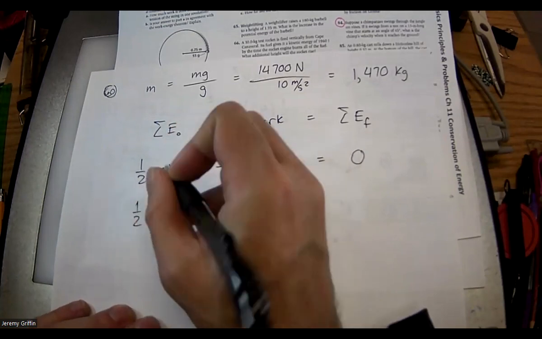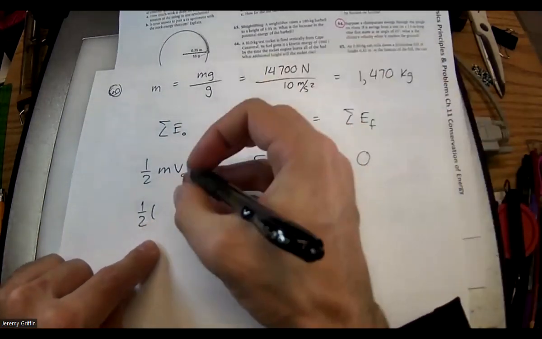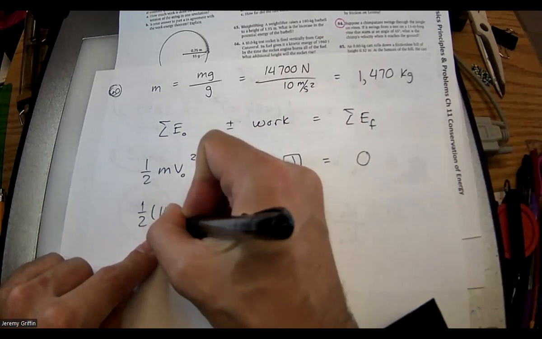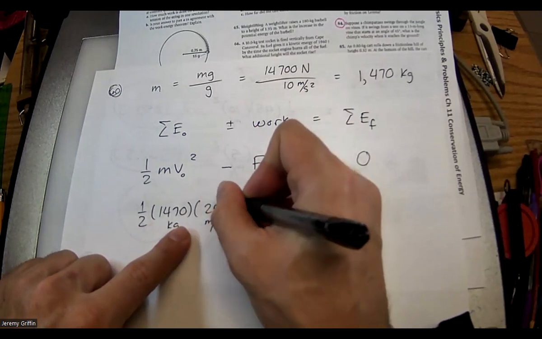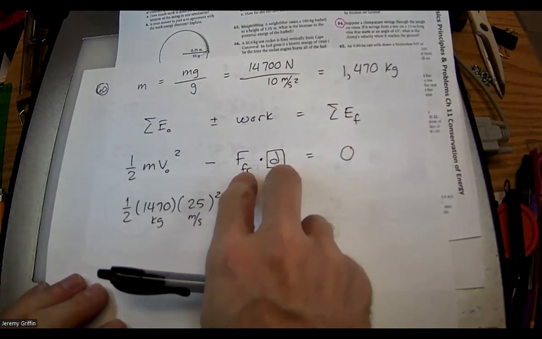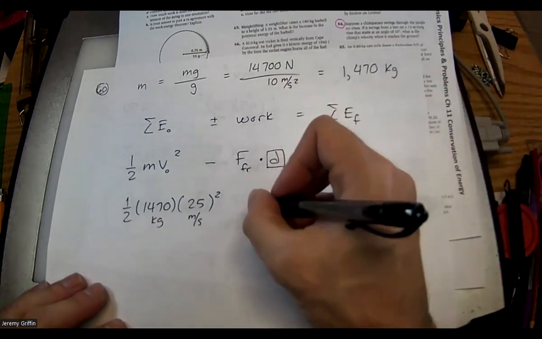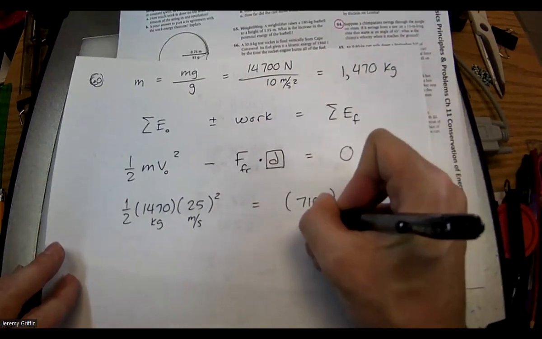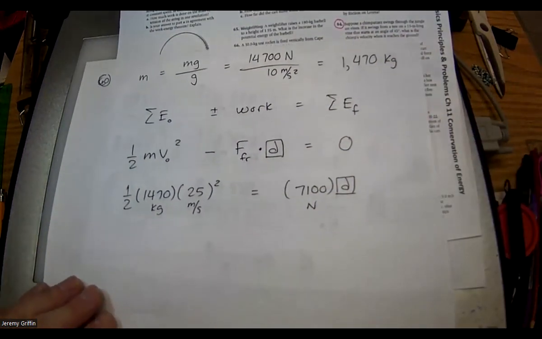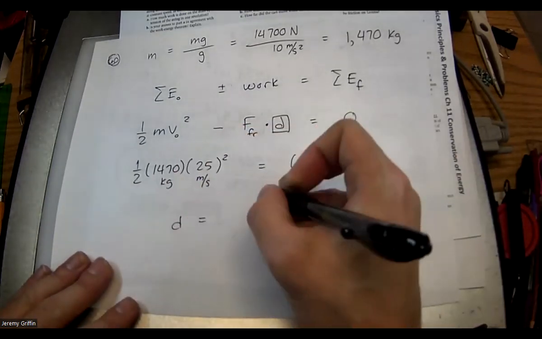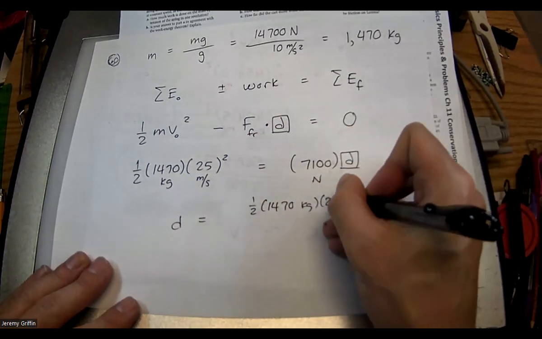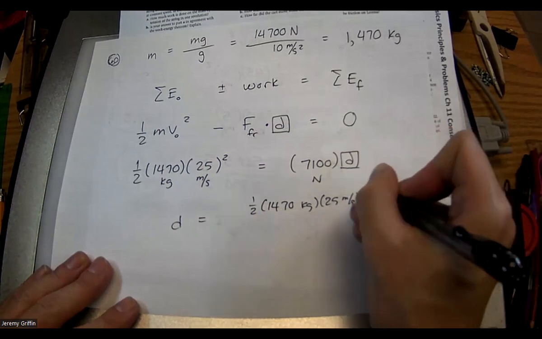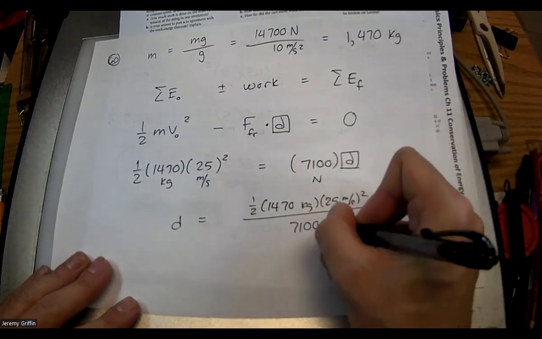So 1/2. Now mass. This is what we did all this mass stuff for. 1470 kilograms times the speed of 25 meters per second squared. Hey, can I slip in an algebra step here? Take this and add it over here. It is equal to the braking force of 7,100 newtons times the braking distance. Is that okay? So the distance the car brakes is 1/2 times 1470 kilograms times 25 meters per second squared, all divided by 7,100 newtons.